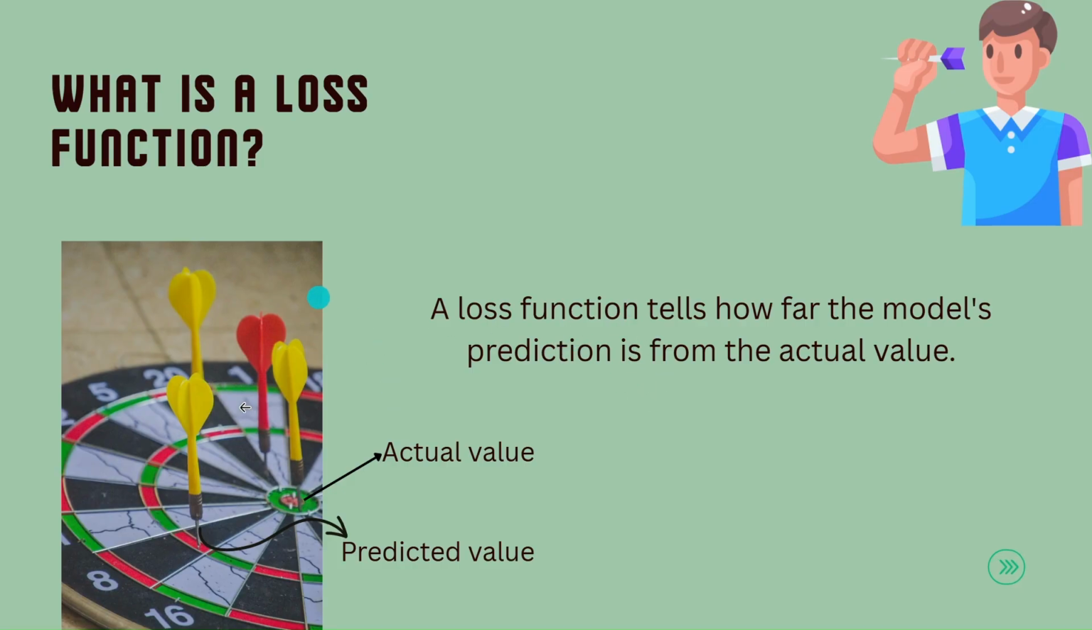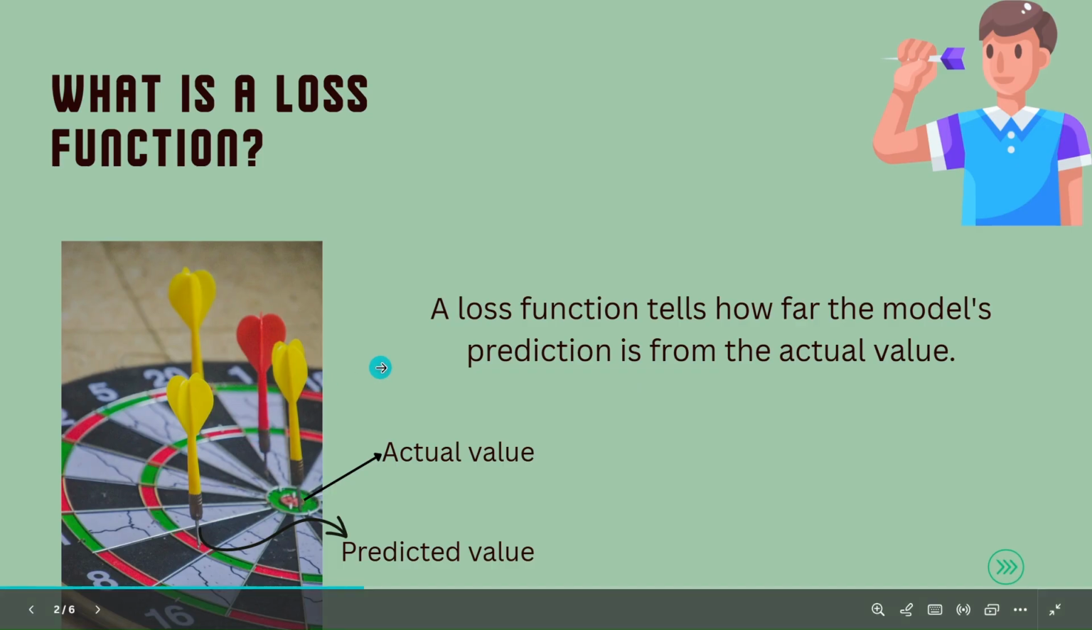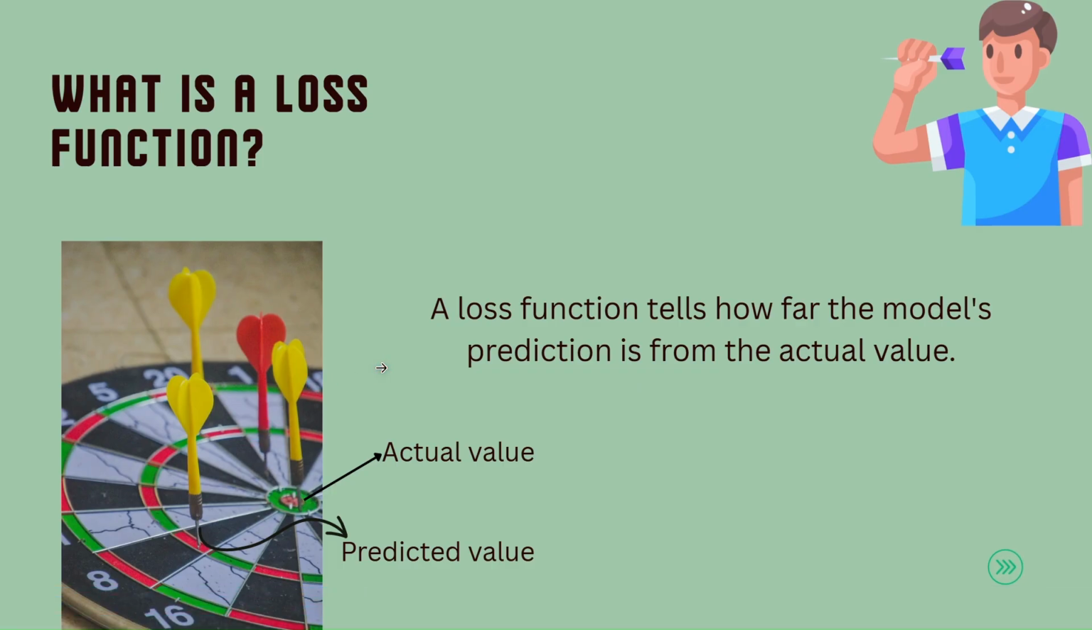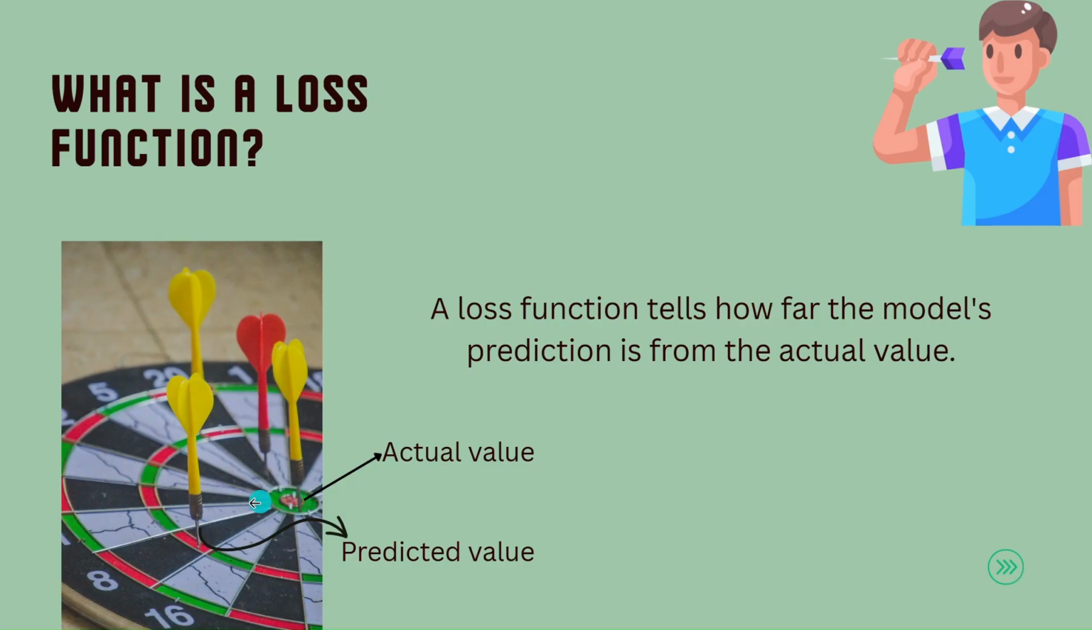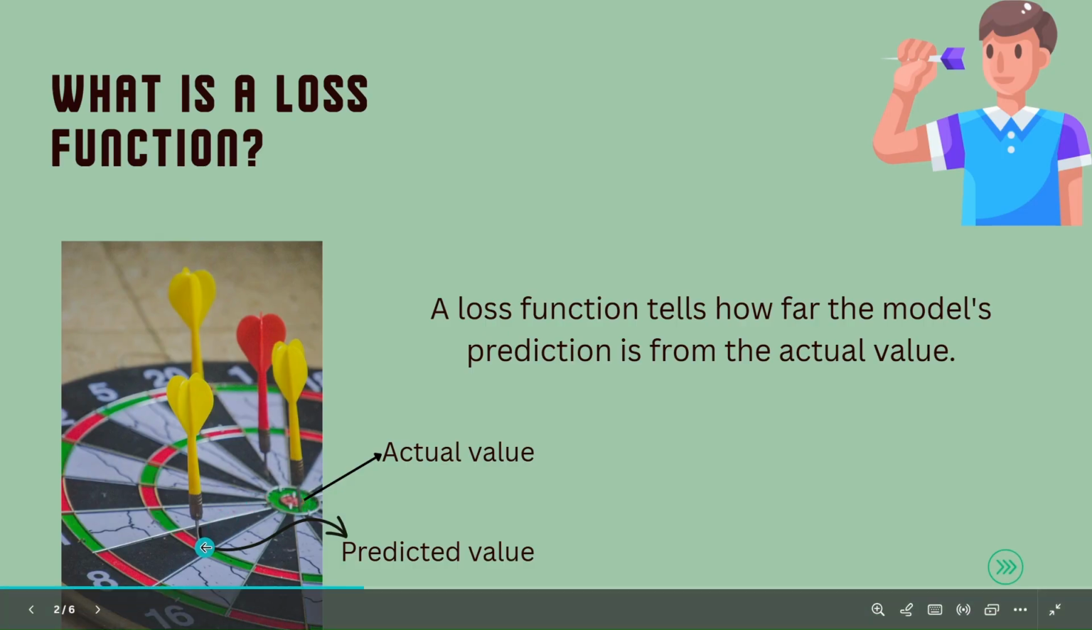So, here we have taken an example. This is a data game we used to play, right? So, here the actual value is the red point over here. This is the predicted value. Imagine it is a predicted value. So the difference between this actual and the predicted value is called loss function.